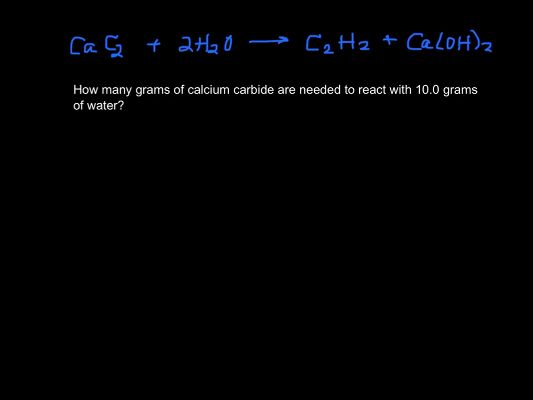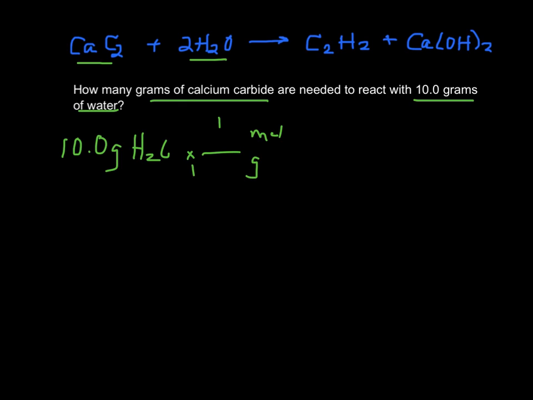How many grams of calcium carbide are needed to react with 10 grams of water? So I'm trying to compare calcium carbide with water. I'm going to start with my 10 grams of water. I'm going to change grams to moles of water. Again, 18.02, that's the molar mass of water. Then I do the mole ratio. There's always a mole ratio, which is why you need a balanced equation. We're changing moles of water to moles of calcium carbide, 1 to 2.